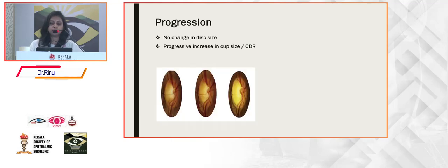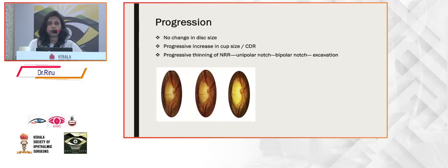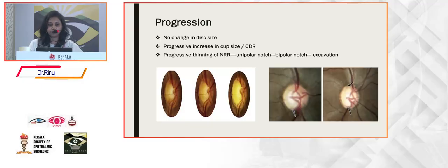Why? Because there is progressive thinning of the neuroretinal rim, initially maybe in the form of a unipolar notch, followed by a bipolar notch and an excavation of the rim.